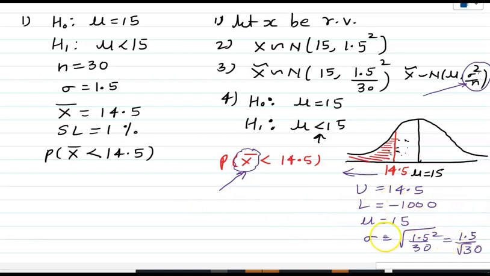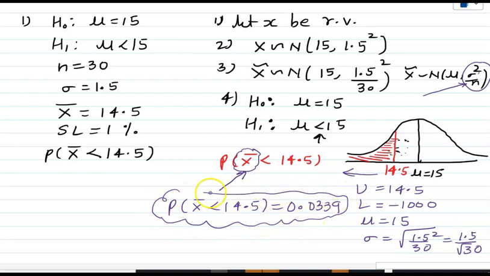Now put this value in the calculator. Sigma is 1.5 divided by square root 30. How much probability is coming? To 4 decimal places, 0.0339. This is the probability we got. That was the fourth step, and the fifth step is this one: I have done the probability.